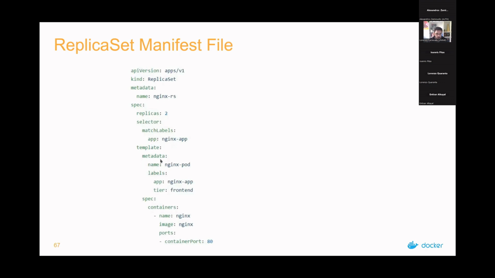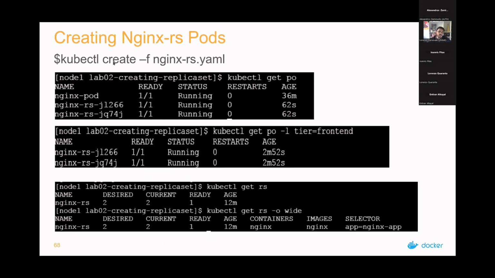We have a template where we have metadata. We have the Nginx pod and the labels: app nginx application, tier frontend. And then we have specifications about the container. As we did before, Nginx over port 80. So we create the pod like this. We have the YAML file, and then we have the pods created in our cluster.